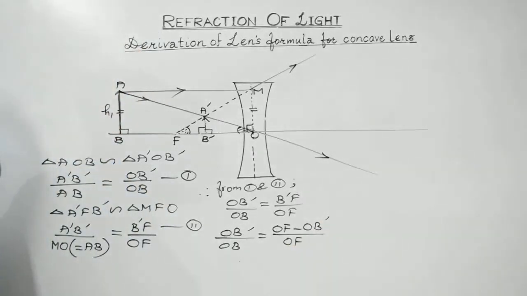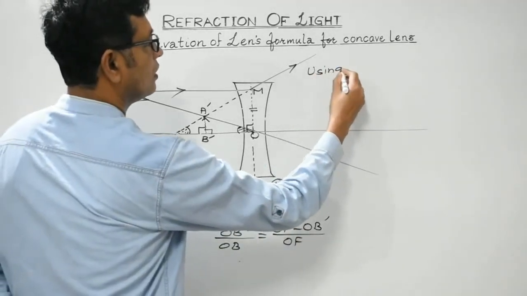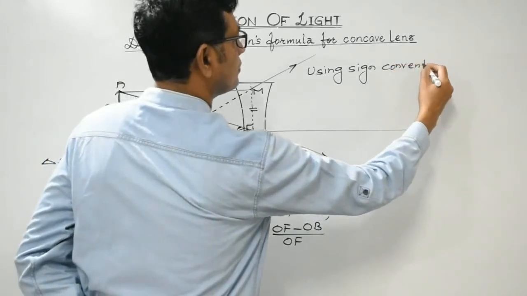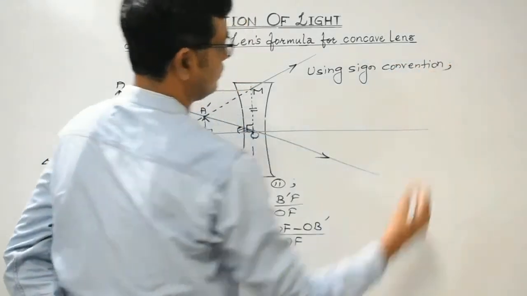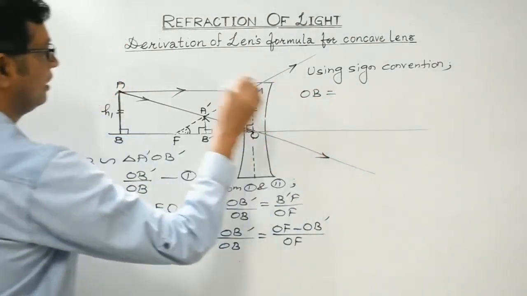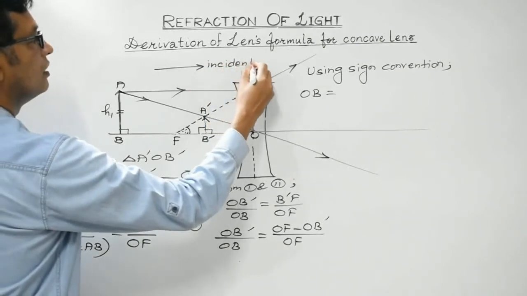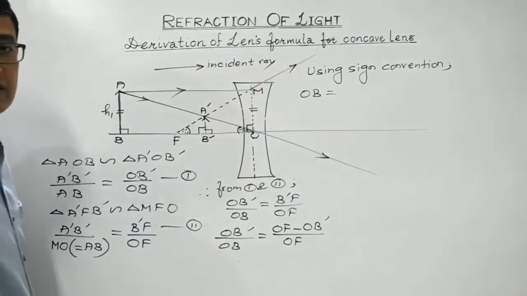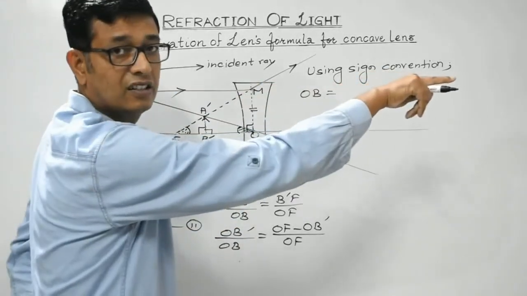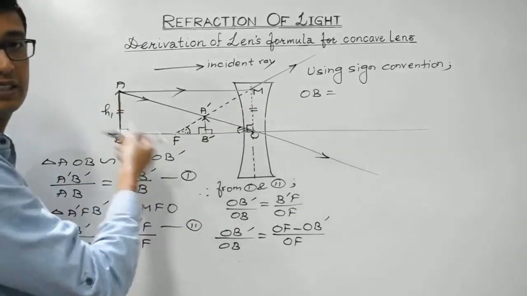Right? Now let's make use of the sign convention. Let's consider OB. The incident ray is along this direction. This is the direction of the incident ray. So all the distances from the optical center measured along the direction of the incident ray are to be assigned positive sign, and against the direction of the incident ray are to be assigned negative sign.